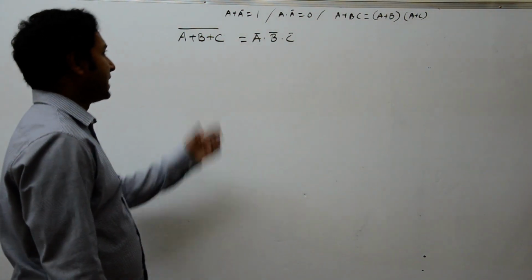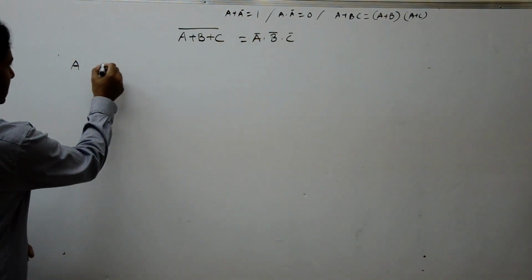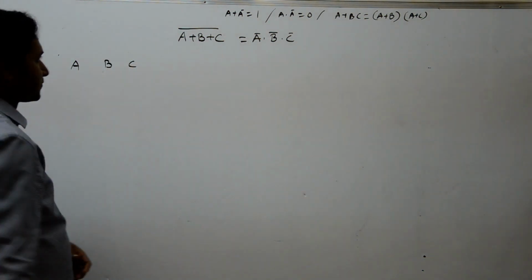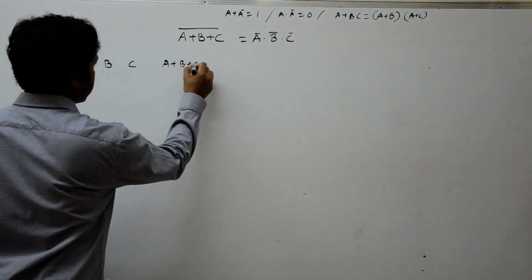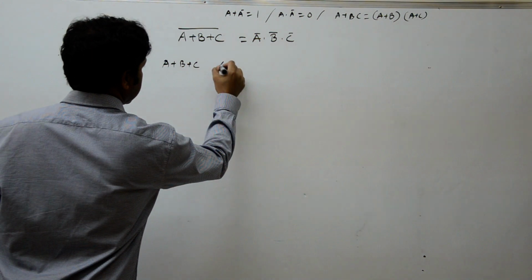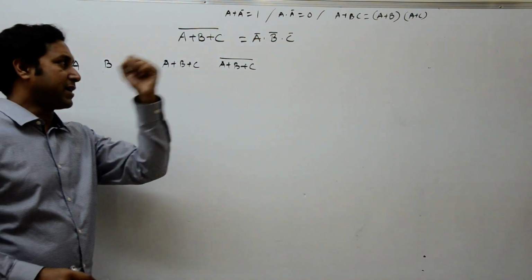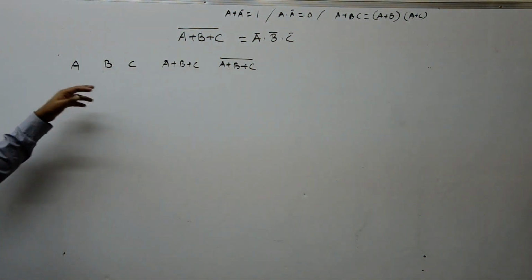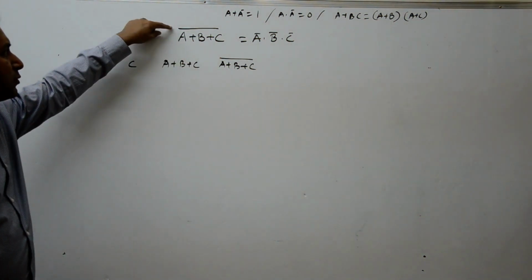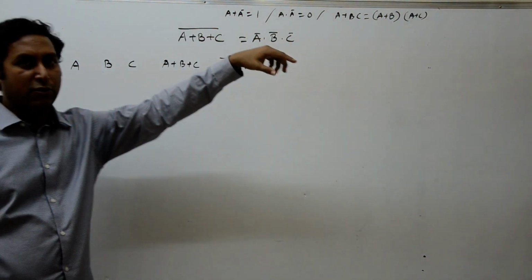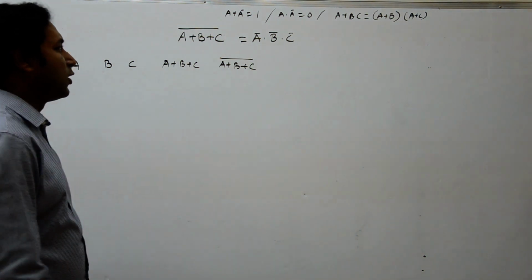Okay. See, first we need to write A as an input, then B, then C. Then we'll write A plus B plus C, and finally A plus B plus C whole bar. That means this is my left hand side. See, I have followed the sequence. A, B, C, this is my input. So directly we will not write A plus B plus C whole bar, then there will be a confusion. So I have created A plus B plus C first, then A plus B plus C whole bar.